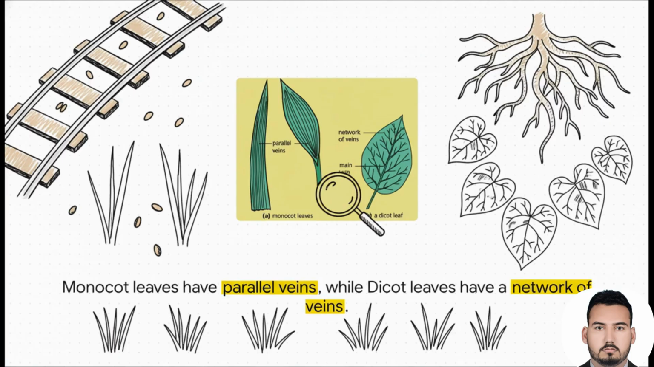Now, what's really interesting about this slide is that it shows us probably the easiest clue to spot out in the wild. I mean, forget about digging up seeds. Just look at the leaves. On the left, you see the monocot leaf. Its veins run in these straight, parallel lines, kind of like train tracks. But then look at the dicot leaf on the right. It's got this central vein with smaller veins branching off, creating this whole intricate network.